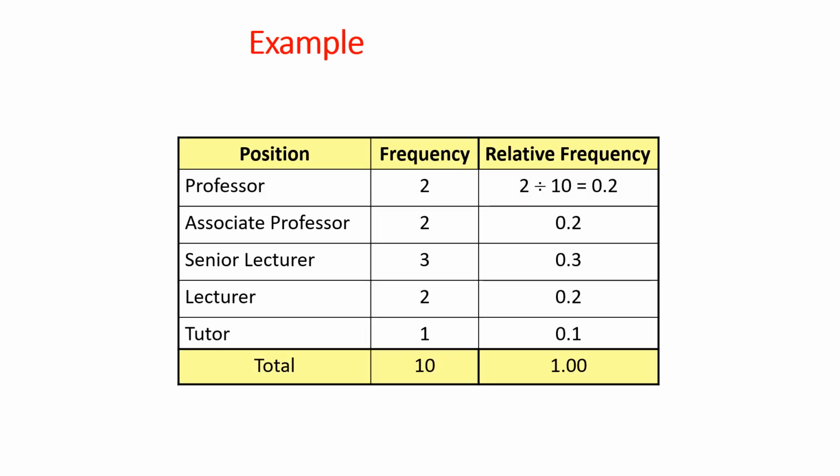So how do we calculate the relative frequency? The frequency for a specific category divided by the total number of cases. For this case, 2 divided by 10. And the total of the relative frequencies is 1.